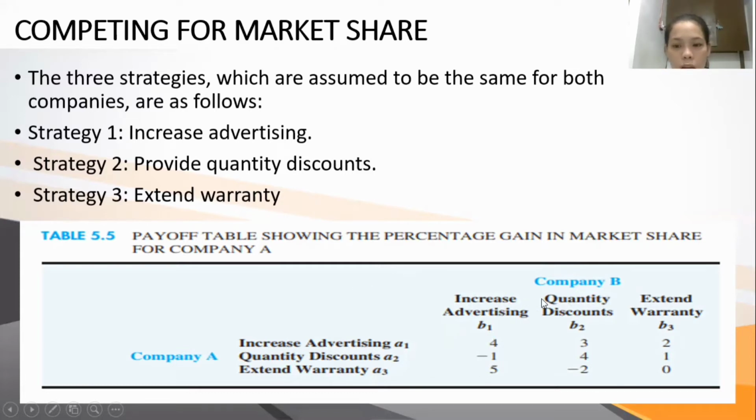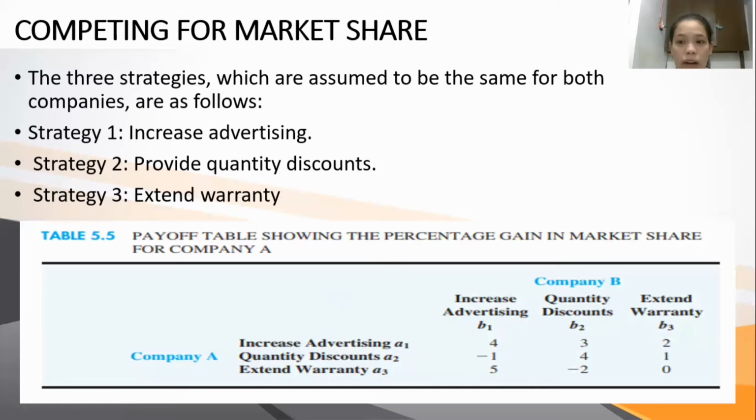So let us interpret this payoff table. Company A has A1, A2, A3, which correspond to these three strategies. And company B has B1, B2, and B3, which also correspond to these three strategies. Let's say that company A provides A1 and company B provides B1. Then there will be an increase to the market share of 4% to the side of company A, while there is a decrease of 4% on the side of company B.